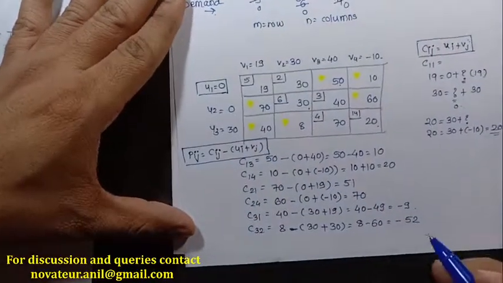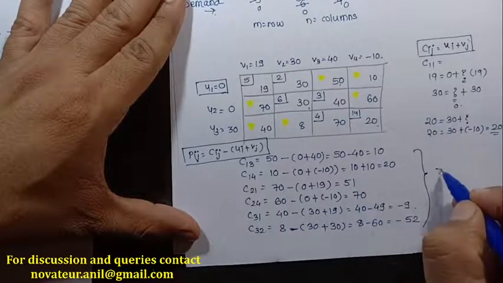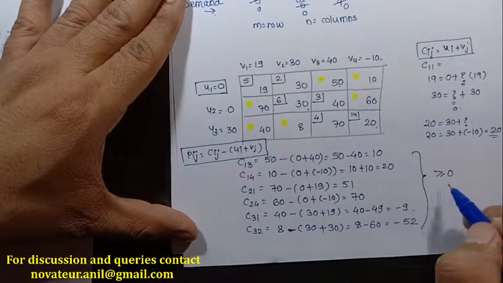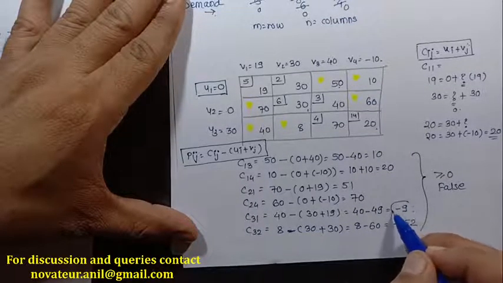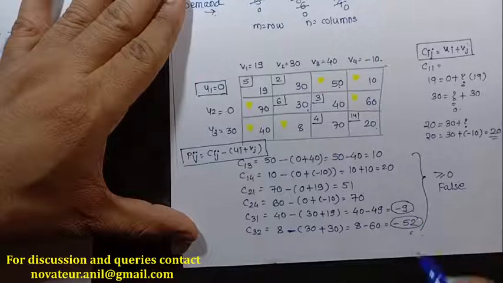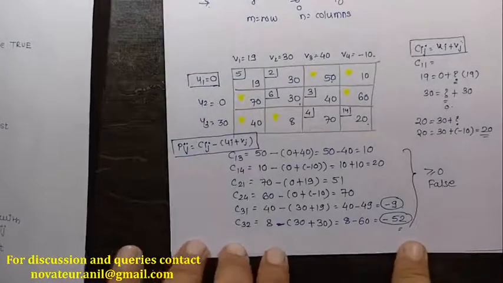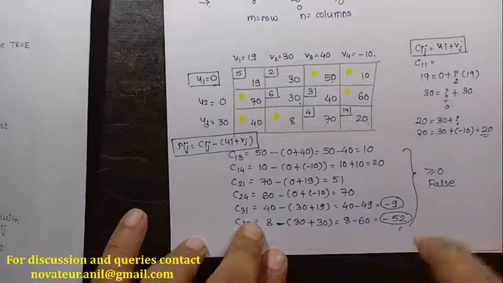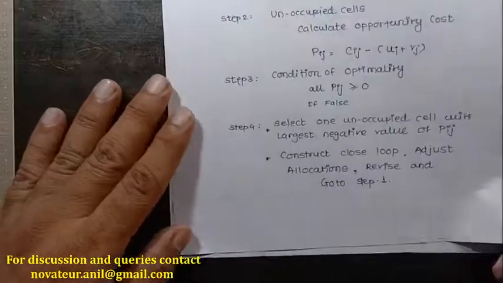Now what we have to check is whether all these values, 10, 20, minus... is this greater than or equal to 0? False. Why? Because these two numbers, 9 and minus 52, are not greater than or equal to 0. Hence this is not a condition of optimality. So when this situation arises, we need to perform further operations.